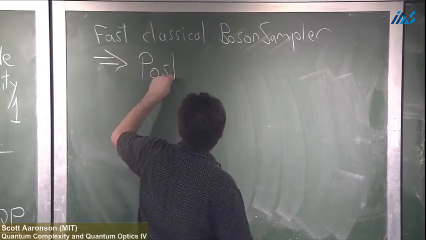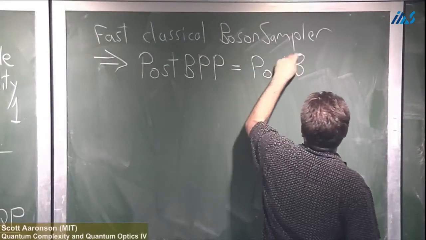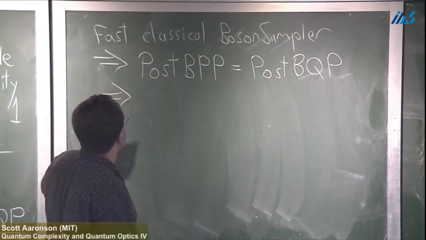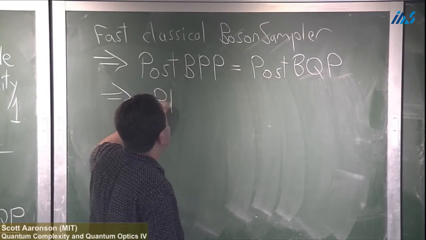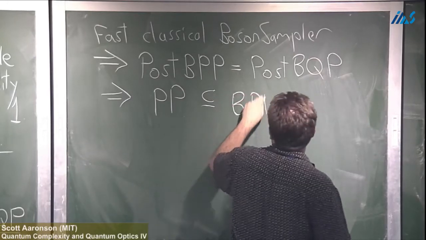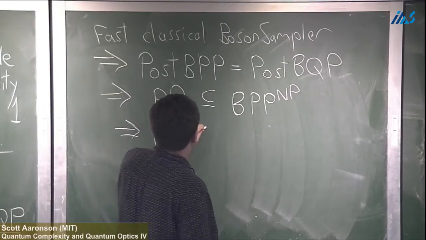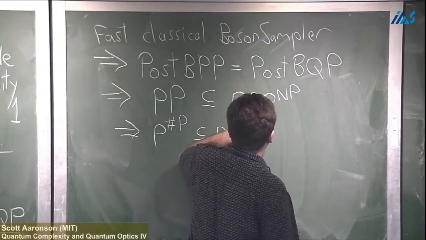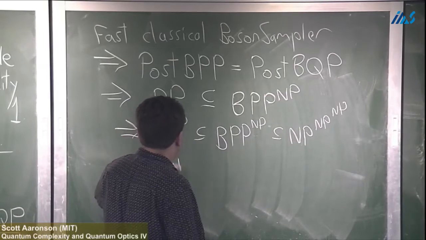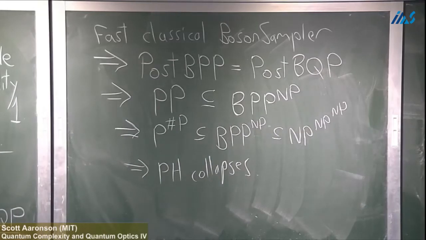So we would get the consequence that post-selected classical computation would equal post-selected quantum computation. Okay, but now we're cooking with gas. Because we saw that post-BQP is PP, whereas post-BPP is in the polynomial hierarchy, which means that P to the sharp P would be in BPP to the NP, which is in the hierarchy, which means that PH collapses. So this was their alternative argument.